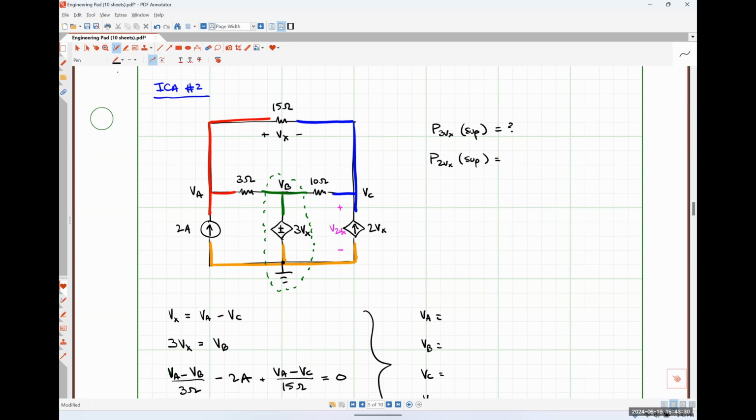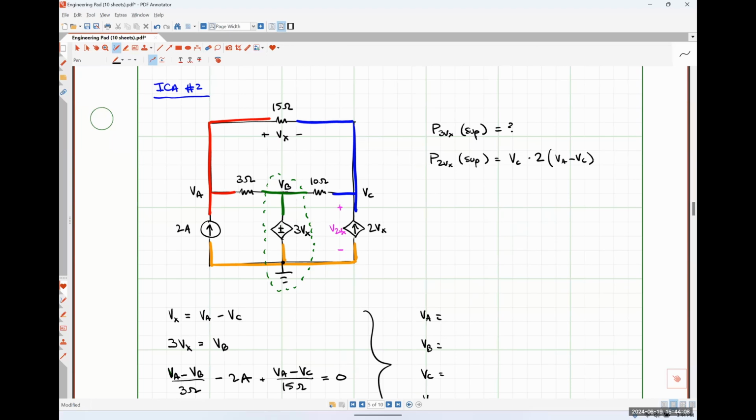Negative VC. Why do you say it's negative VC? Because, I'm sorry, that'd be incorrect. Be VC minus, it'd be positive VC. Exactly right. So positive VC is the voltage. And then our current is just twice Vx. And we know that Vx is nothing more than VA minus VC. So throw numbers in that after we solve for our nodal voltages, and we have that power, okay?